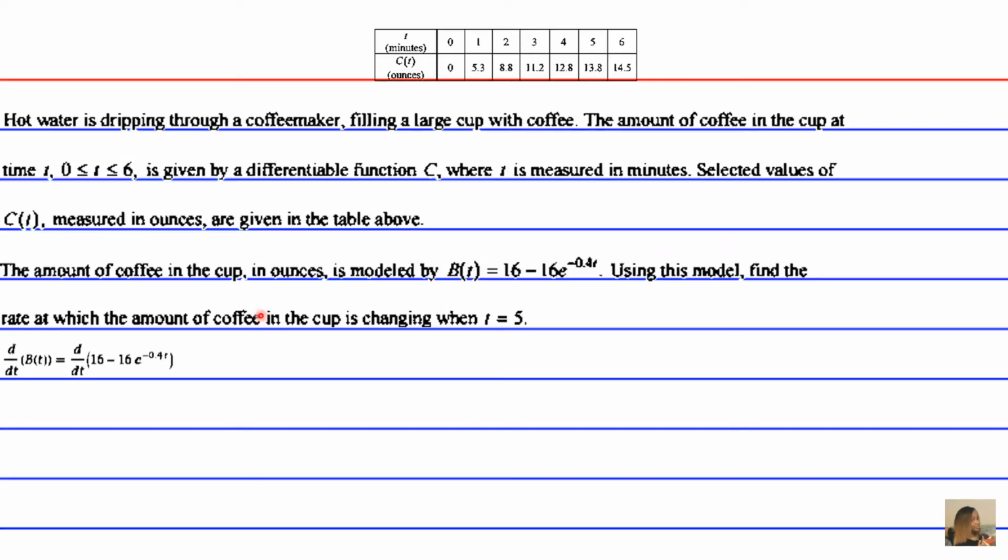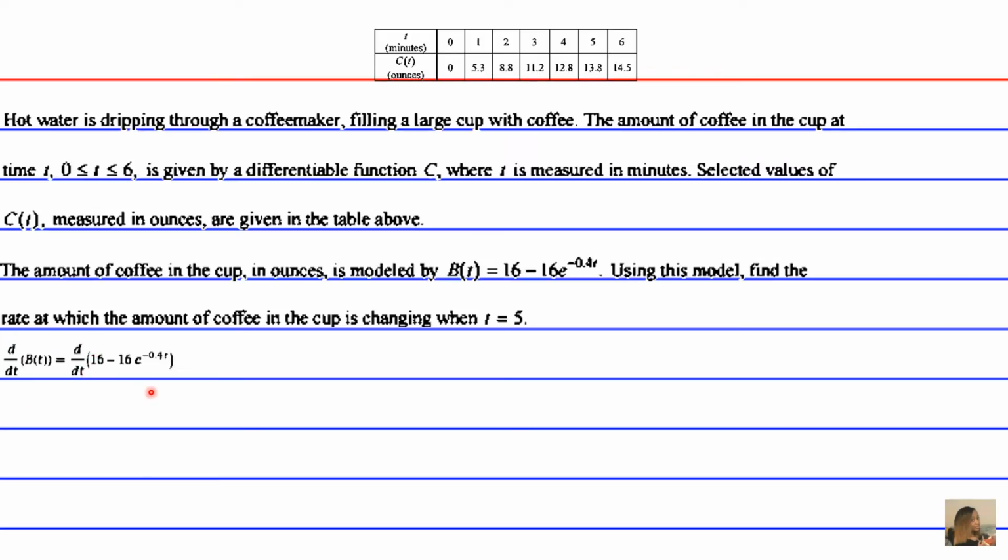So what we're going to do, as shown here, is find the derivative of b of t via implicit differentiation. So d dt, the derivative with respect to t of b of t, equals d dt of 16 minus 16 times e raised to the 0.4 t power. What I recommend you do is just plug this into your calculator, not the left-hand side.